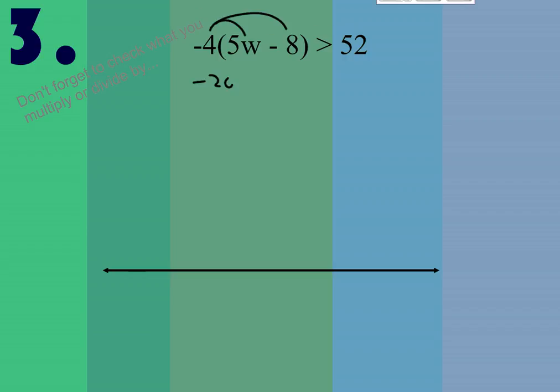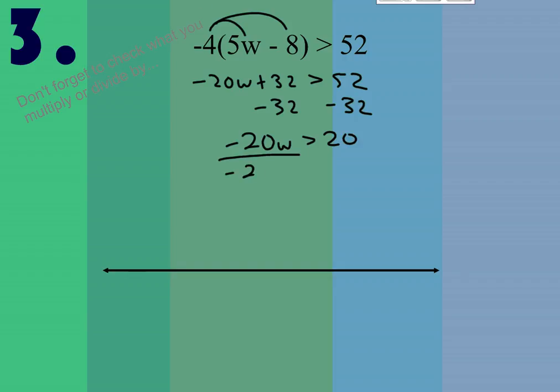I distribute this. So now I subtract 32. When I do that, this becomes negative 20w. This becomes 20. I divide by negative 20. When I do that, that is negative. So that means I'm going to be left with w not greater than, but it's going to be w less than negative 1. So it's going to be switched.